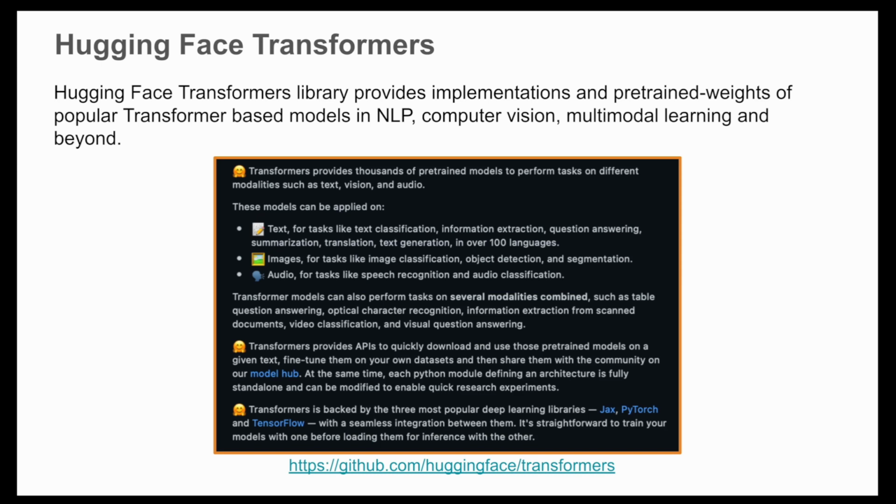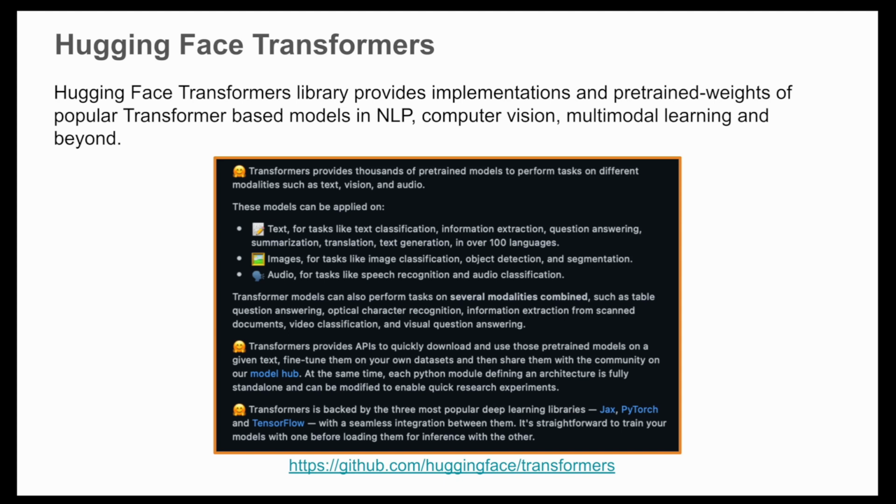Hugging Face transformers is one of the popular implementations of transformers, which provides pre-trained weights of most models in NLP, computer vision, multimodal learning, and beyond. So if you really want to use transformers, I think you can't go wrong by using the Hugging Face transformers library. They make it easy to do tasks like text classification, question answering, summarization, and text generation, and it is easier because it takes few lines of code to download the model and to use it.